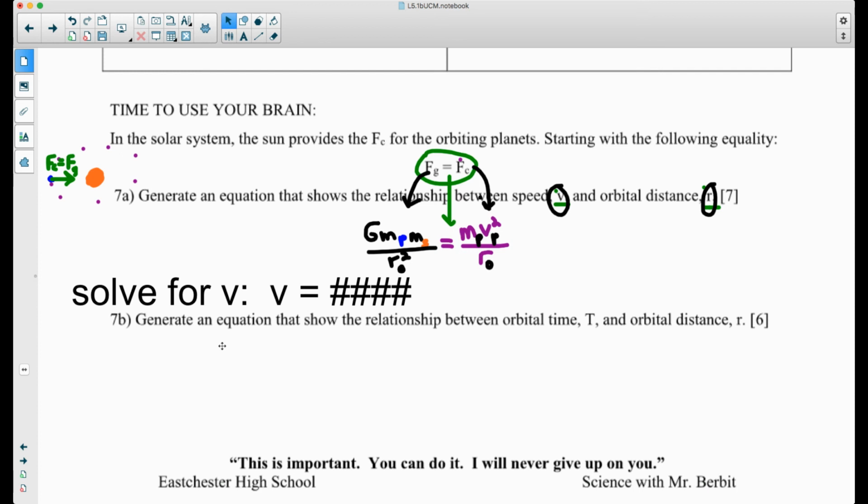Next, generate an equation that will show the relationship between orbital time t and orbital distance r. Now this may seem like, wait a minute, now how am I getting this in here? But it's actually not bad at all. You will have found an equation that has V equals, and there's going to be a bunch of stuff over here.